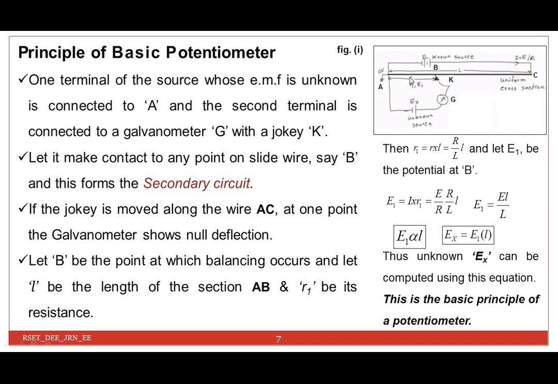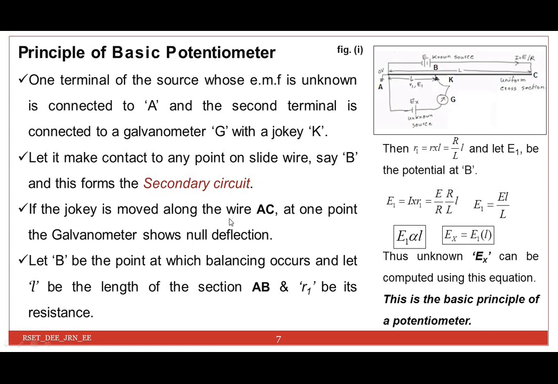the secondary circuit. As we have seen, the secondary circuit comprises the unknown source, the galvanometer, followed by its key. Now, one terminal of the source whose EMF is unknown is connected to A, and the second terminal is connected to the galvanometer with a jockey K. So, this is the description. Let it make a contact at any one point on the slide wire, say B, and when the circuit is complete, this current flows. So this forms the secondary circuit.